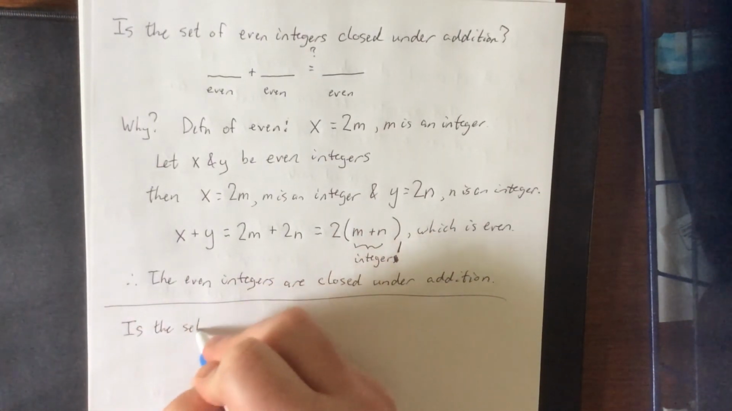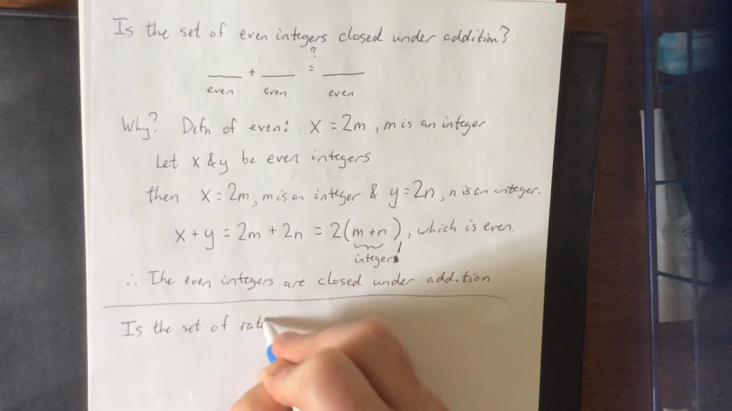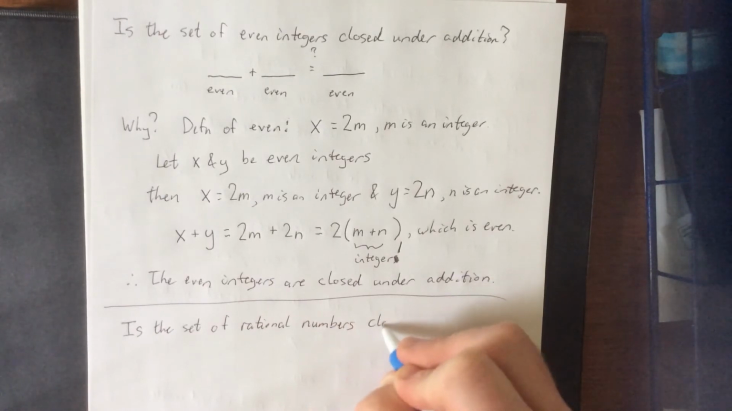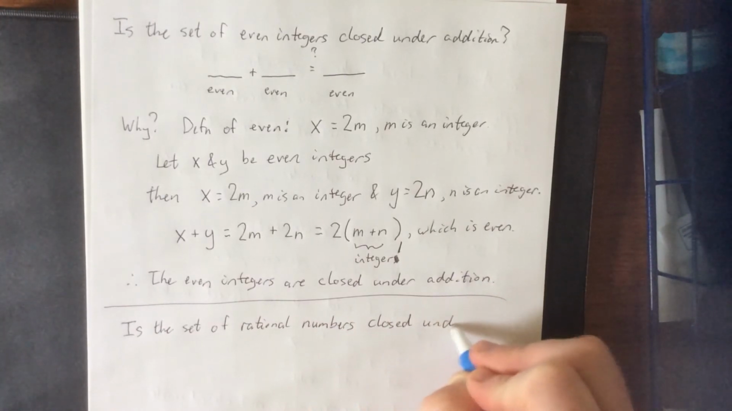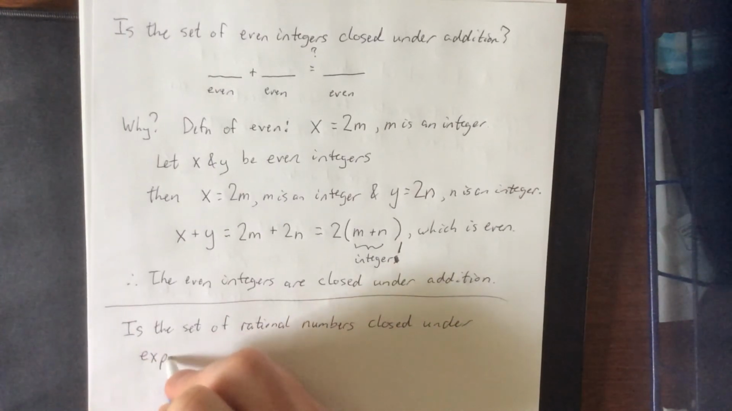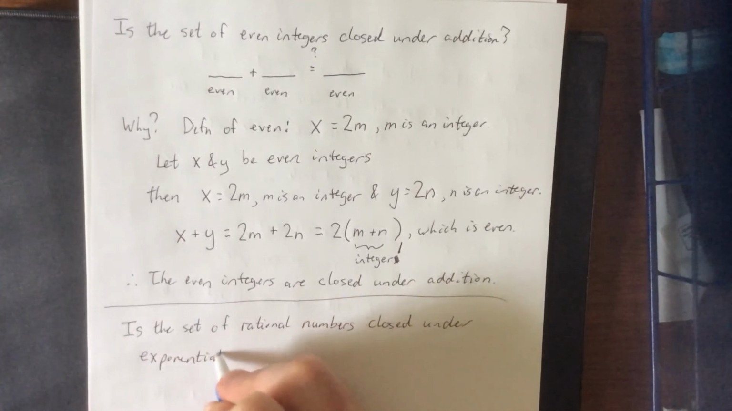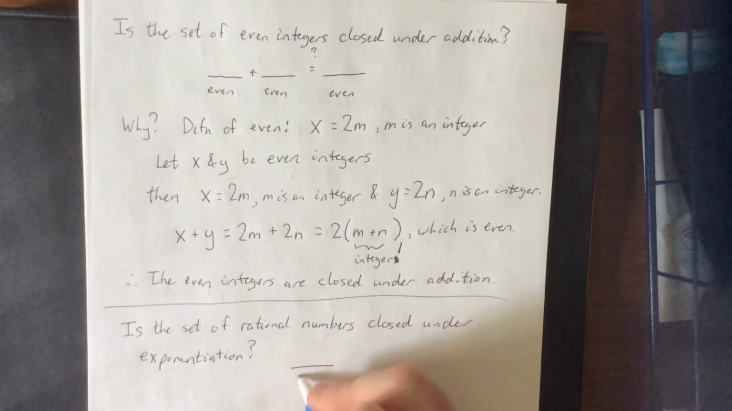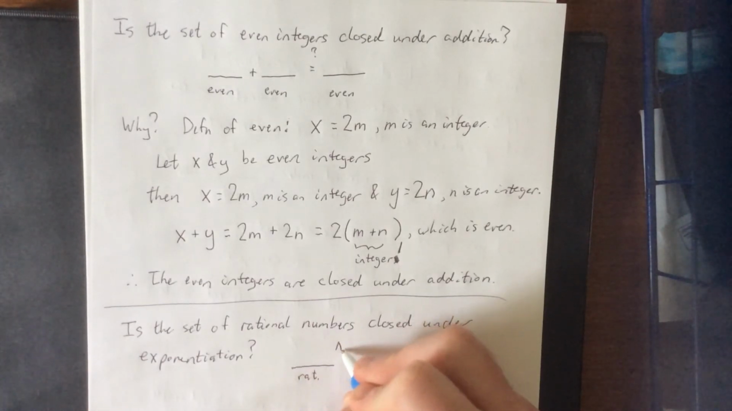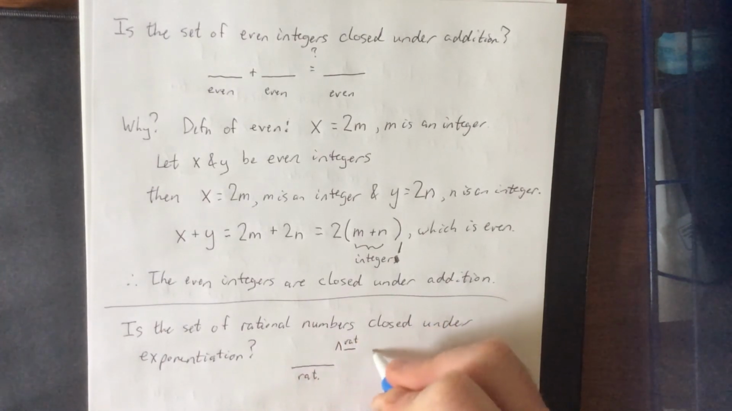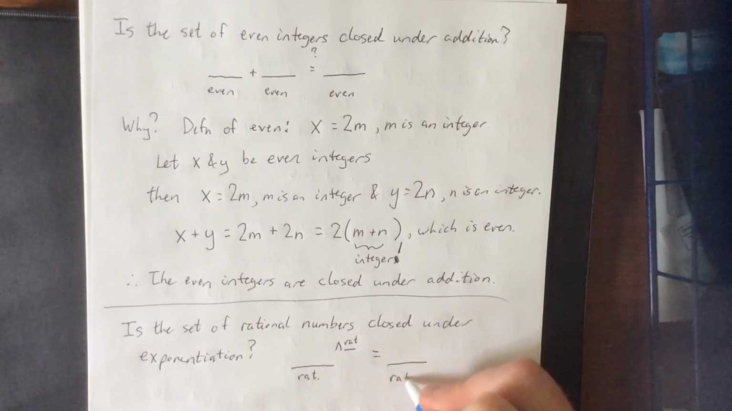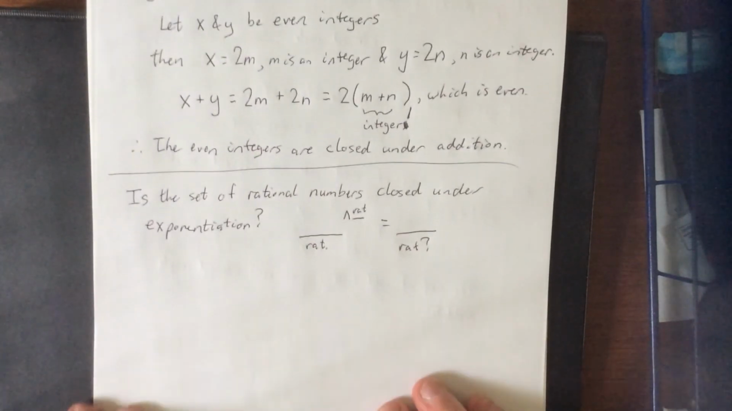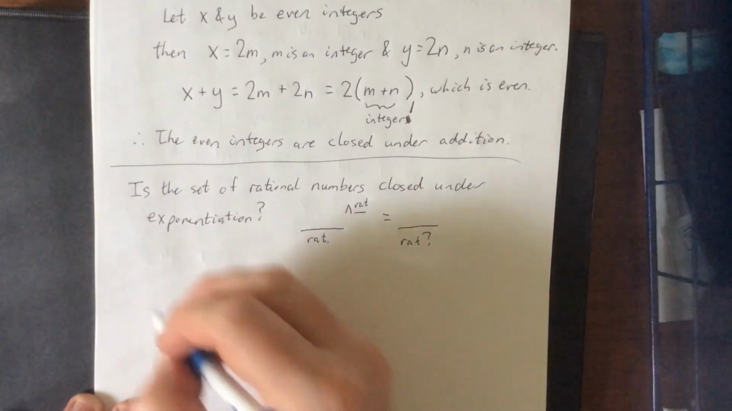Is the set of rational numbers closed under the operation of exponentiation, which is a fancy way of saying if I take a rational number and I raise it to the power of a rational number, is the result guaranteed to be rational? Now, rational simply means that it can be expressed as a fraction, an integer over an integer.